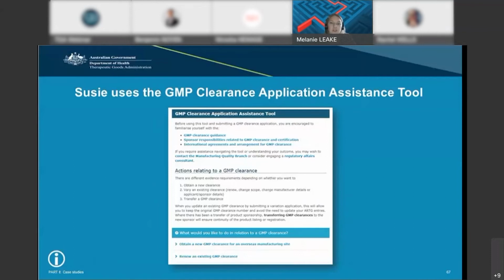Susie then uses the GMP Clearance Application Assistance tool to check the general evidence requirements for her GMP clearance application. The tool will guide her to find out a few more details about her product. She needs to check the Mutual Recognition Agreement list of countries. If a country is not listed, then she can't use that pathway. Mutual recognition is the most straightforward pathway, but you may be able to use other pathways.